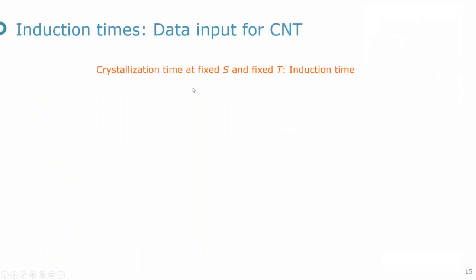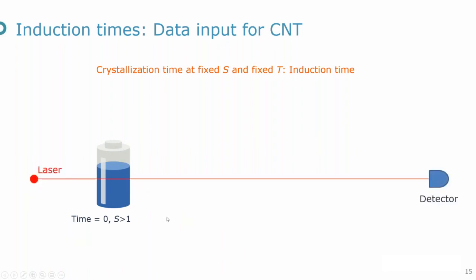For the classical nucleation theory, one way to use this theory is to use induction times. Induction time means that you have crystallization at a fixed supersaturation and a fixed temperature. If you apply these conditions, then the time depends on when you have crystallization, and that's called the induction time. So what you do is you have a clear solution, for instance, in an HPLC vial. You make it slightly supersaturated by cooling. You have a laser and a detector as well, and you will see that the transmittance is about 100% because the light just goes through.